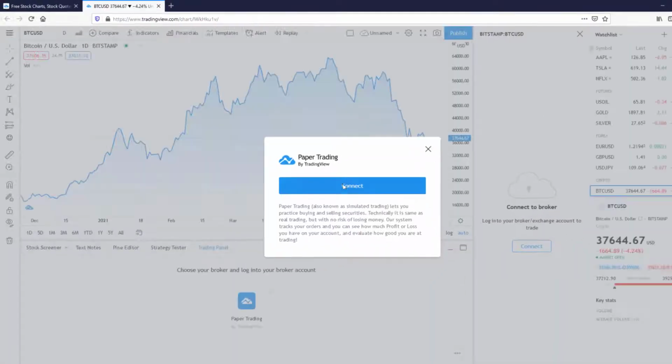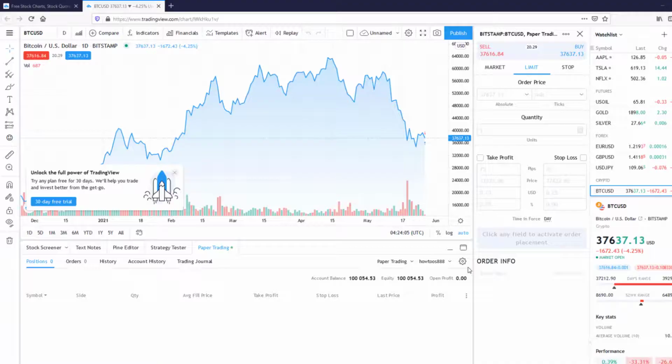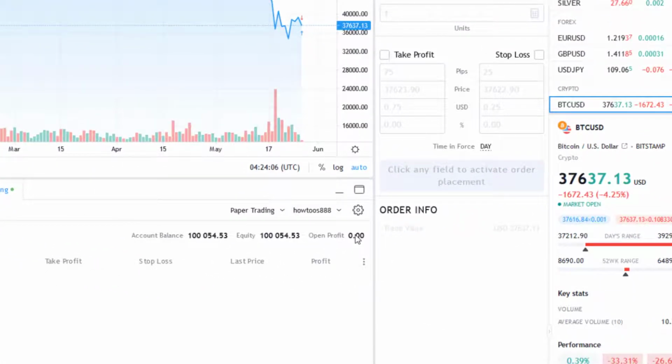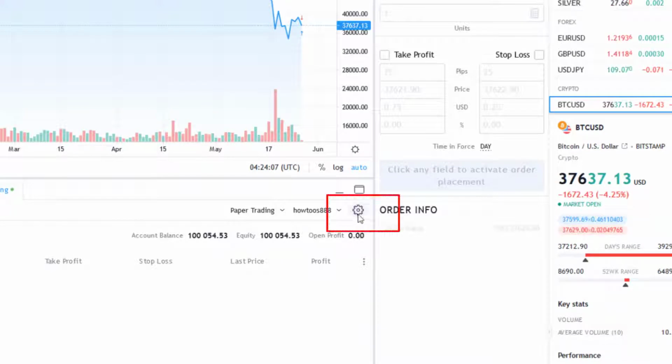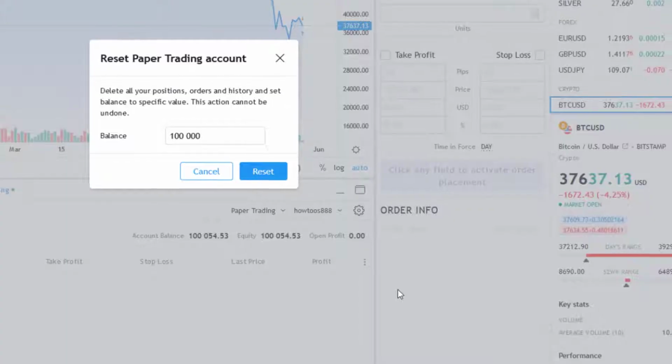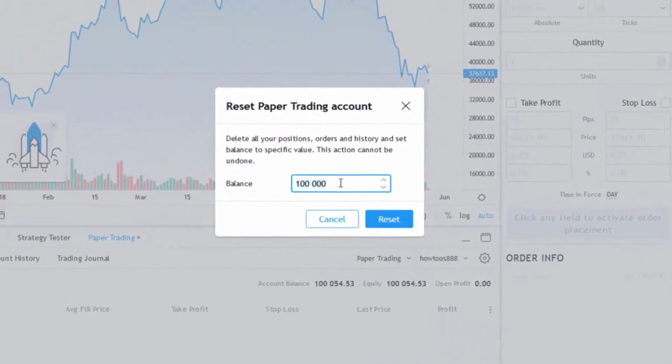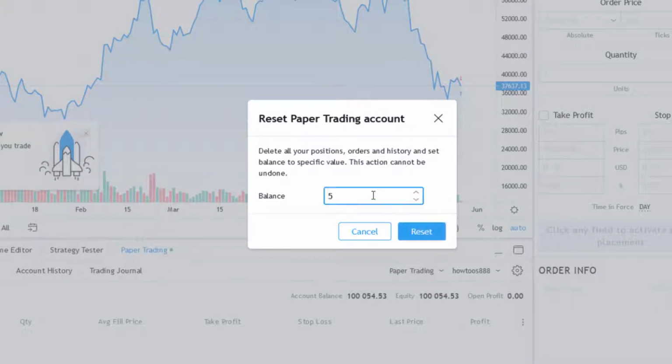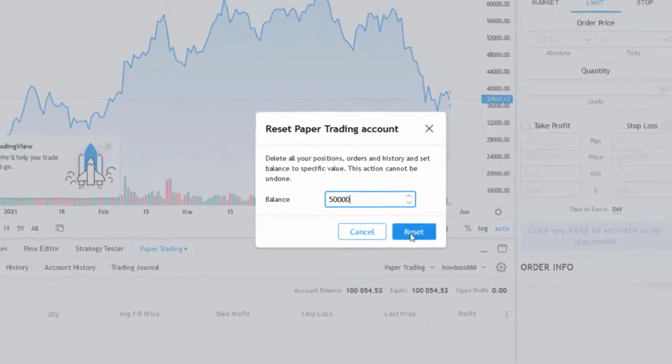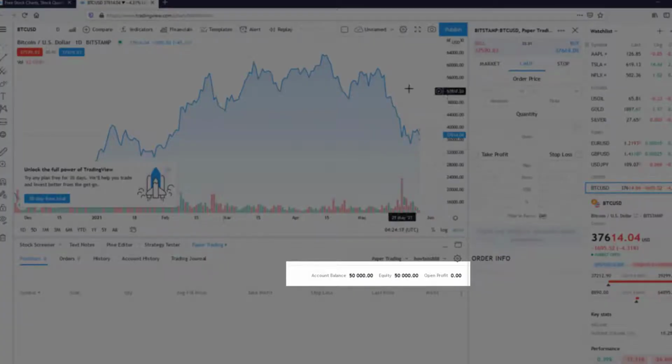Your signed-in account will then be connected to Tradingview's paper trading. Click Connect to proceed. Everyone starts with $100,000. To change your amount, click on Settings and select Reset Paper Trading Account. You can set whichever realistic amount that you want to trade with. Your amount will then be reflected on your balance.